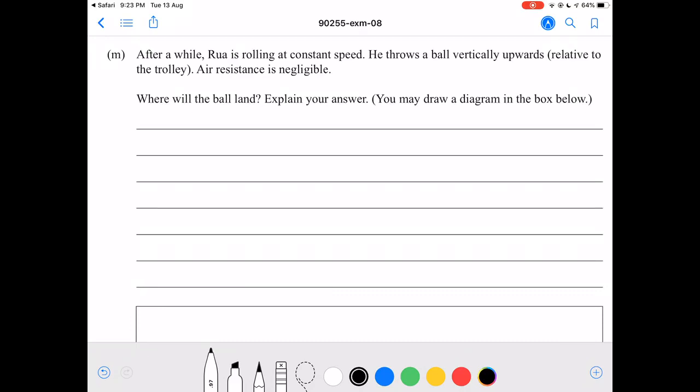So when he throws the ball vertically upwards, the only force acting on the ball is the force of gravity, which is acting downwards. There are no horizontal forces acting, and because there are no horizontal forces acting, the ball will land in the exact same spot where he threw it. So it's important to note that. This is how we're going to word our answer. We just say that the ball will land in the same place as where he had thrown it.